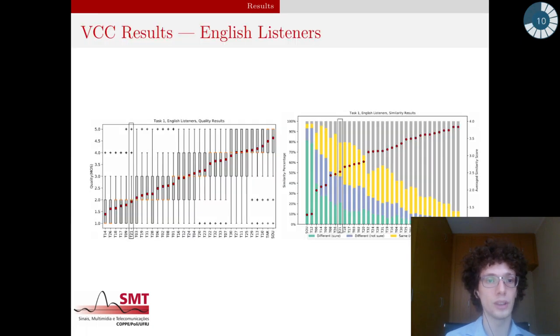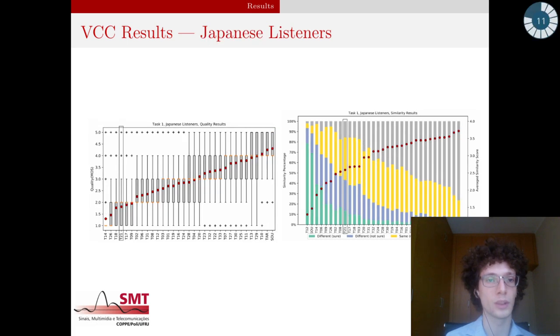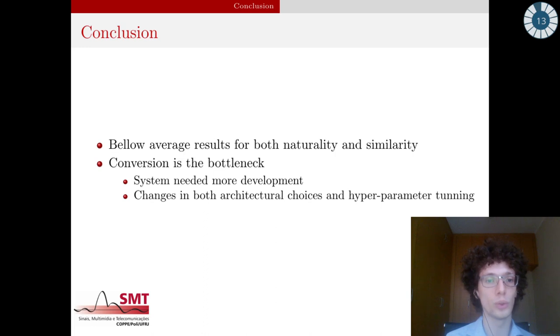Now for the results, here are the VCC results for English listeners with our system highlighted. We obtained below average results with a quality score slightly below 2 and a similarity percentage of around 50%. Results for Japanese listeners were similar. In conclusion, we obtained below average results for both naturalness and similarity, and our own test indicates that the conversion is the bottleneck. The system needed more development, with changes in both architectural choices and hyperparameter tuning.